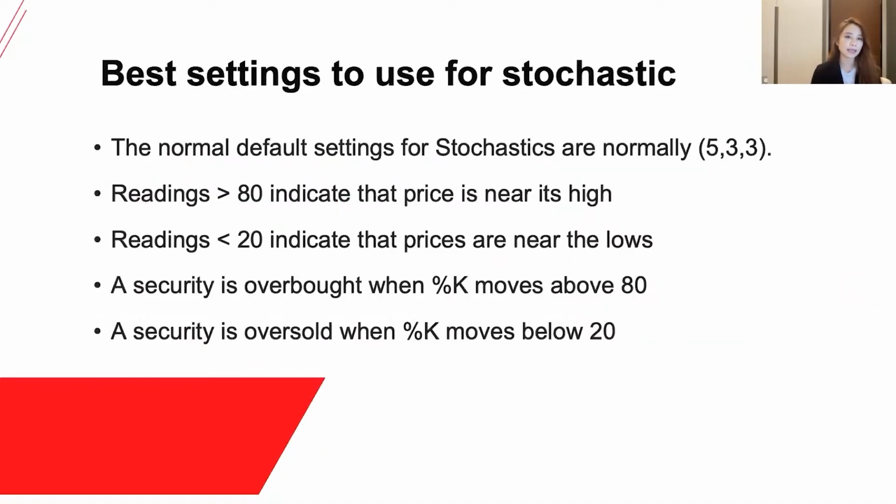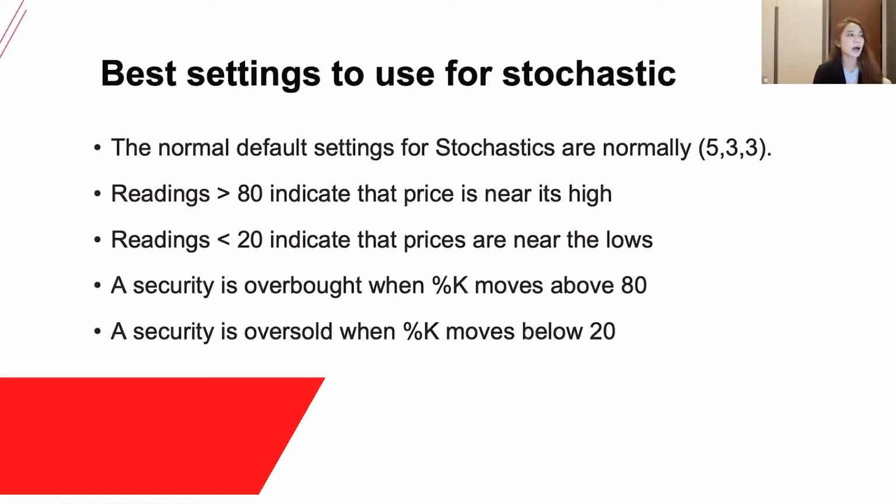The best settings, or rather the default normal settings for stochastics, are normally 5,3,3. You'll see these numbers appear in the settings of the stochastics indicator when you are using any trading chart website or trading chart app.